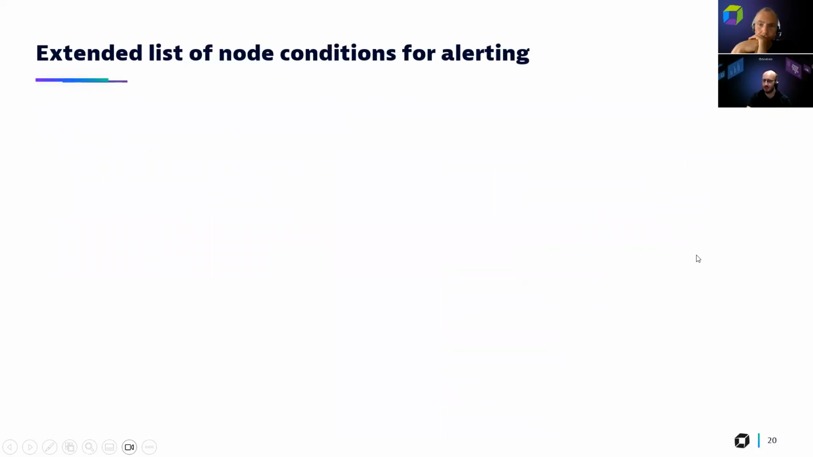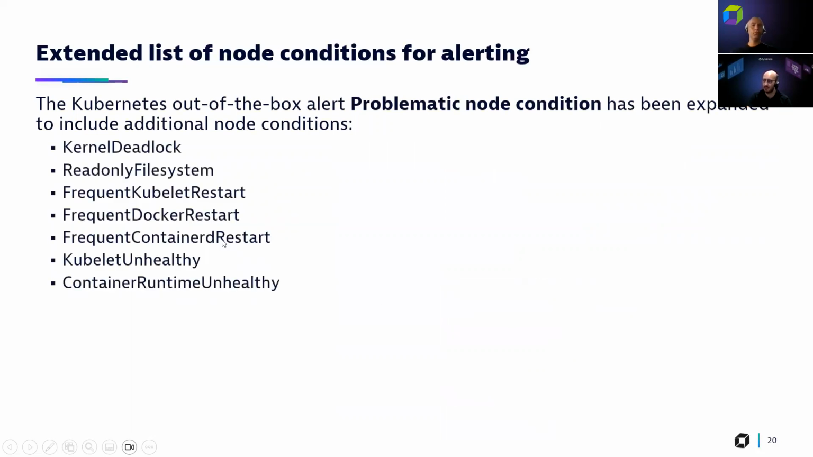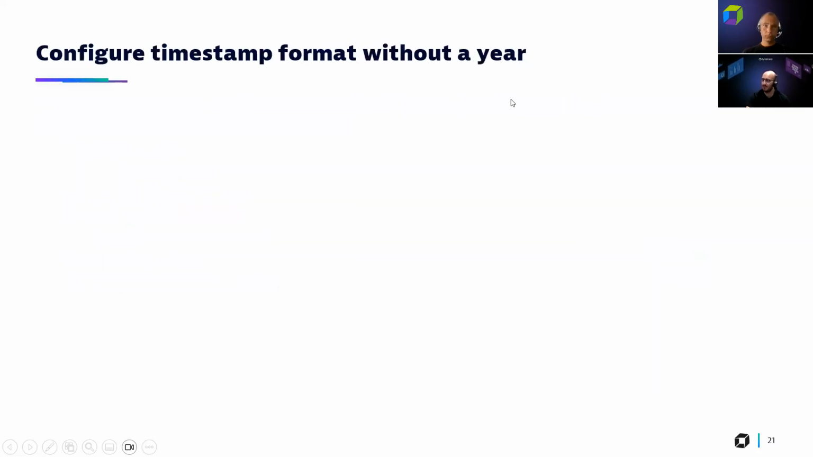Another one on the anomaly detection section: we have extended our problematic node condition alerting capabilities by adding these alert types. To see this alert, you just need to navigate to the node section under the anomaly detection menu. Here you will see the toggle, and of course the events information in there. Okay, that's all on the infrastructure monitoring end.